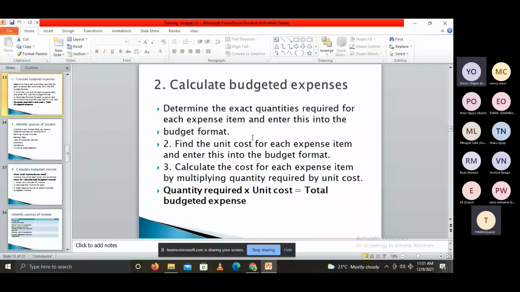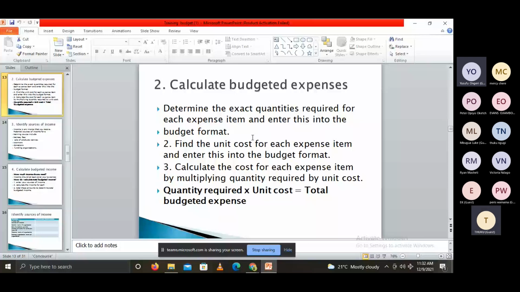So in calculating the budgeted expenses, first determine the exact quantity required for each expense item and enter this into the budget format. Second, find the unit cost for each expense item and enter this into the budget format. Third, calculate the cost for each expense item by multiplying the quantity required by the unit cost.